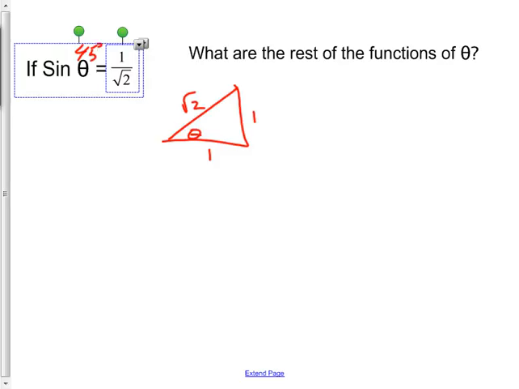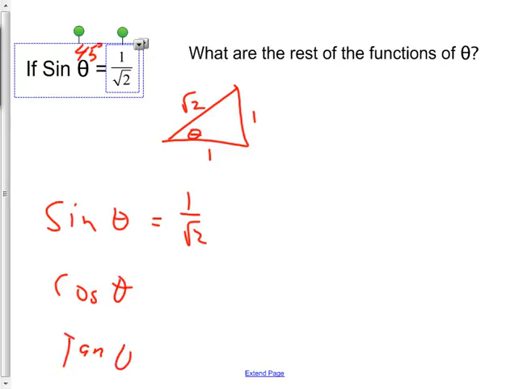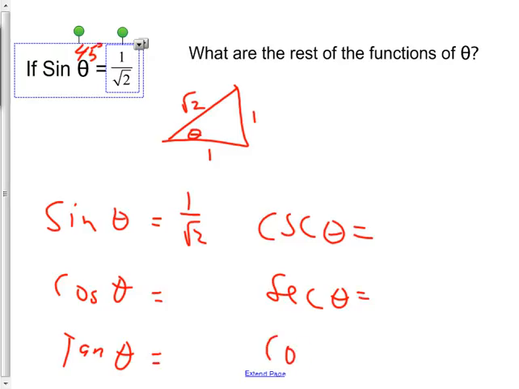But is that what they asked for? No, they wanted all the other functions. What are the other functions? Well, there's sine. Just set it up in the big set of 6, you know. Sine, cosine, tangent, and what goes across from sine? Cosecant. And what goes across from cosine? Secant. And what goes across from tangent? Cotangent.